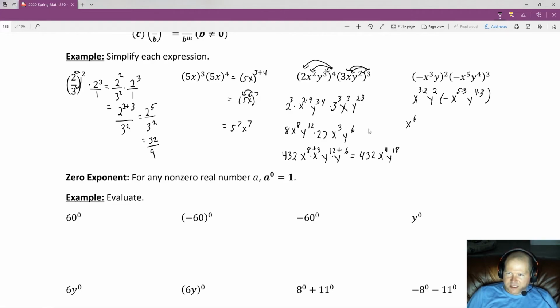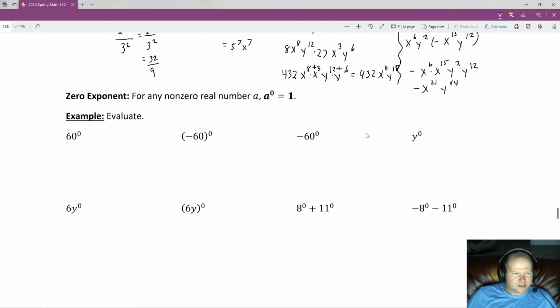Okay, so we have x to the 6th, y to the 2nd, times a negative, x to the 5 times 3, which is 15, y to the 4 times 3, which is 12. Negative times a positive is a negative. So we end up with a negative. I'll even put these next to each other, right? x to the 6th times x to the 15th, y to the 2nd times y to the 12th. So 6 plus 15 is a 21. y to the 2nd times y to the 12th, you're going to say 2 plus 12 is 14.